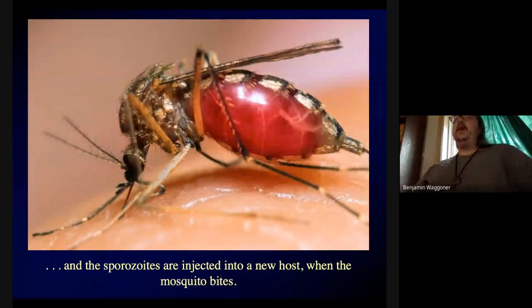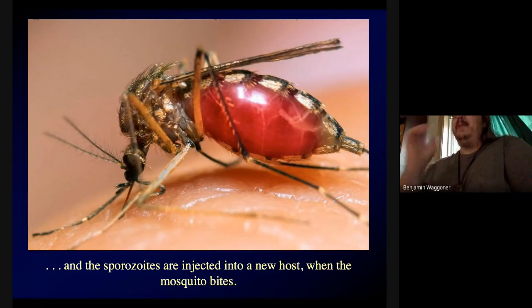And when the mosquito bites a host, it injects saliva. The saliva's got an anticoagulant in it to keep the blood from clotting as the mosquito drinks it. Incidentally, the anticoagulant triggers an allergic reaction, which is why mosquito bites itch. But when the mosquito injects saliva, it injects sporozoites into a new host, and round goes the circle of life, and it moves us all.